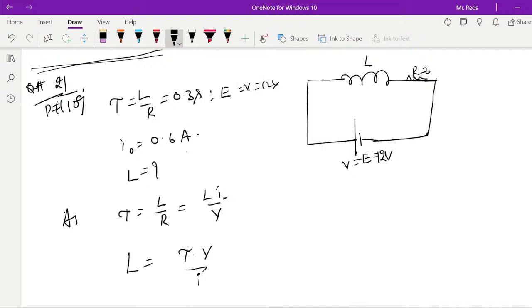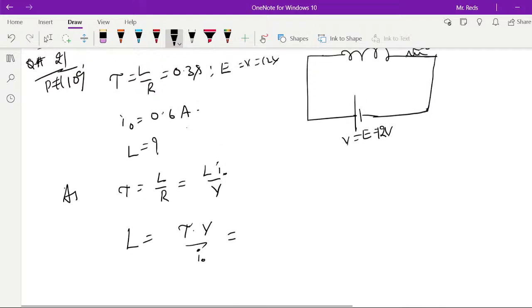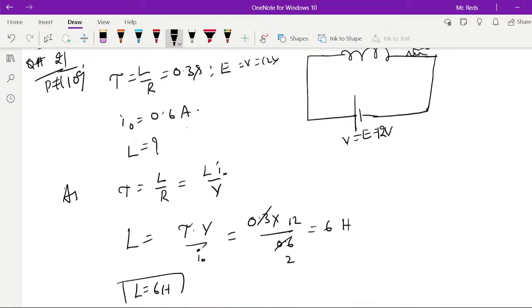Then the maximum value of current is given as 0.6 ampere, and for this you are asked to find the corresponding inductance value. As the time constant is 0.3 seconds, into V which is 12, by I0 which is 0.6, we get 0.3 by 0.6 gives 2, so equal to 6. What is the SI unit of inductance? Henry. So L is equal to 6 Henry.